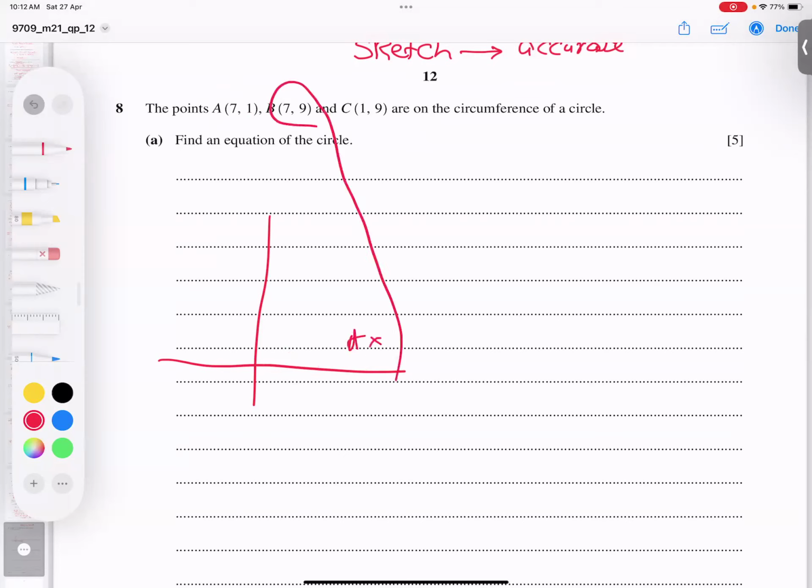A is (7, 1). B is (7, 9). So 7 here and 9 up, exactly up, because the x values are matching. C is (1, 9). It means 1 and 9 up, exactly at the level of B. So B is here, I will shift here, and C is here. And now the circle is passing through. Can you see, students, this is going straight up? This is straight. Is this 90 degrees? Oh, yes. So you see, the diagram is helping a lot.